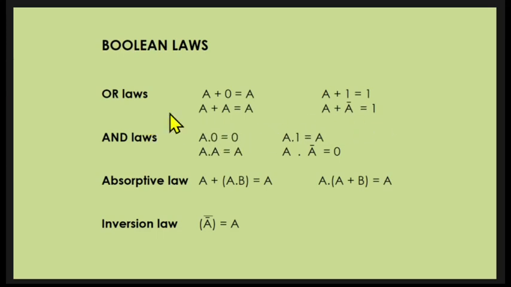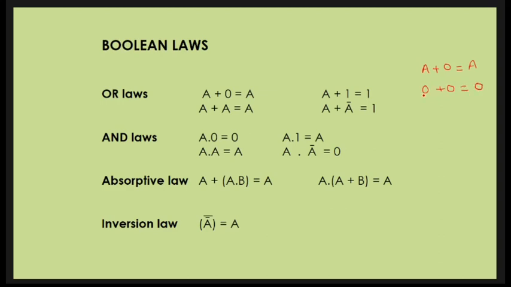We can prove or verify these laws by taking two possible values for A. For example, in the first law, A plus 0 is equal to A. When you put possible values of A, for example, A can have 0 value or A can have 1 value. So in this case, if we take A equal to 0, then 0 plus 0 is equal to 0.